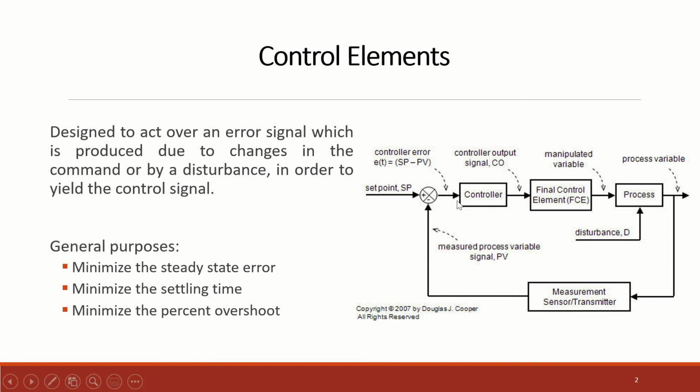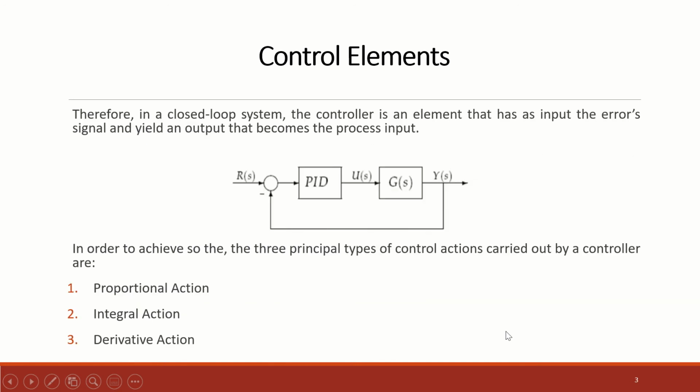First of all, control elements are designed to act over an error signal, which is produced due to changes in the set point or by disturbances into the process, in order to generate an output control signal. That's why the main function of any controller is to keep the control variable near a desired value via its main objectives, which are minimize the steady-state error, minimize the settling time, and minimize the percent overshoot.